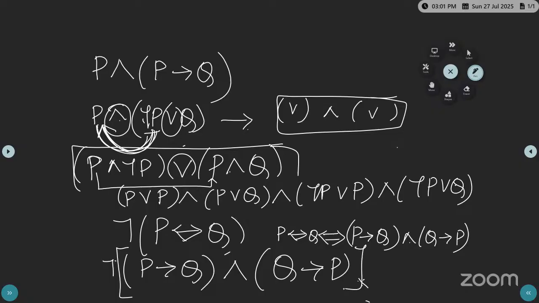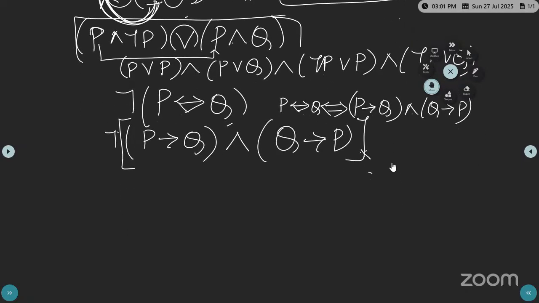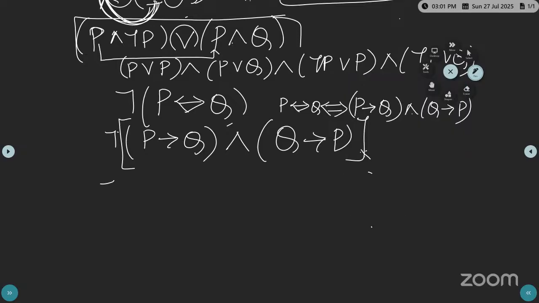Now distribute this. Understood? What are we doing here? For this complete one, I am taking negation. I am distributing only this one. This is the formula. Next, what should I do? According to the formula, I'll get negation P or Q, and negation Q or P.